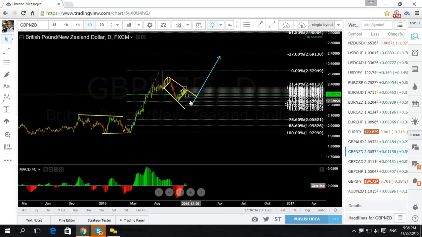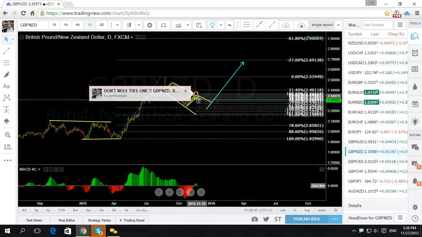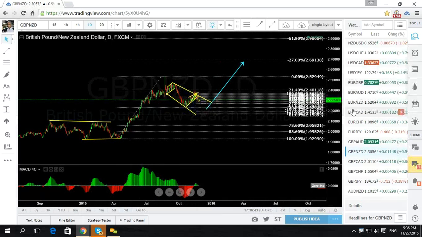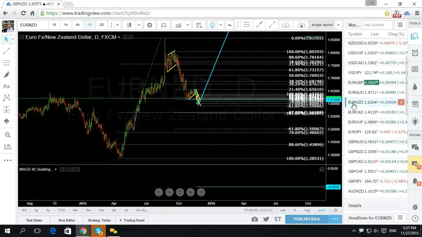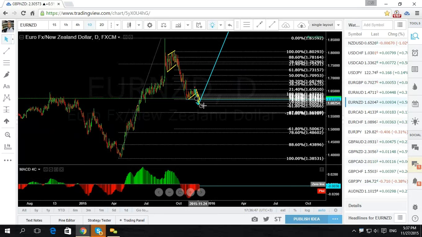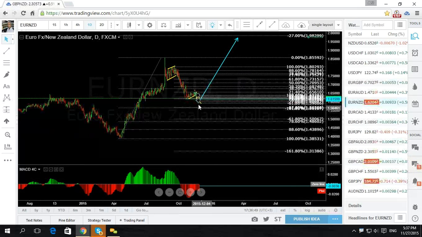So more downside in the pound New Zealand, very sure. We have some more downside, I believe so. And then we'll be looking for that turn to the upside. Euro New Zealand, that's a whole different story. It's almost over. I think it's almost over. You notice I have it very close to where I think it's going to turn to go up.